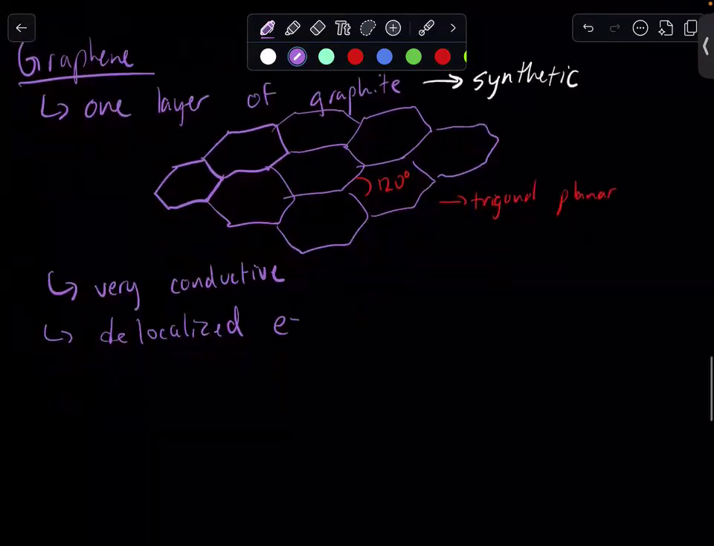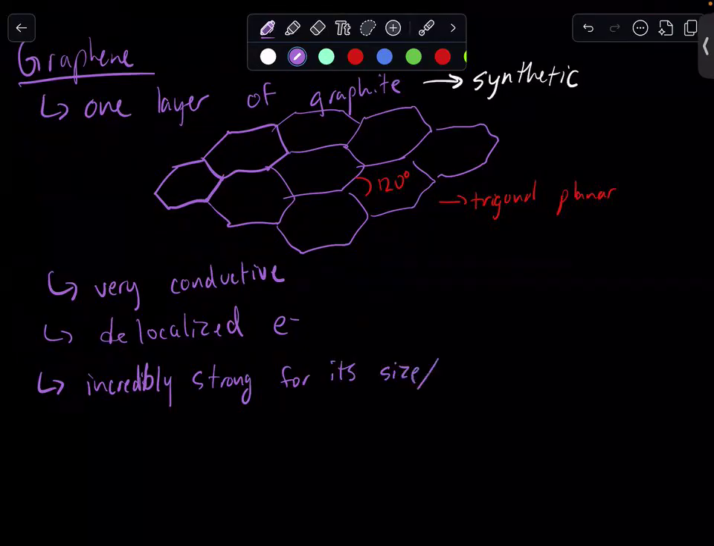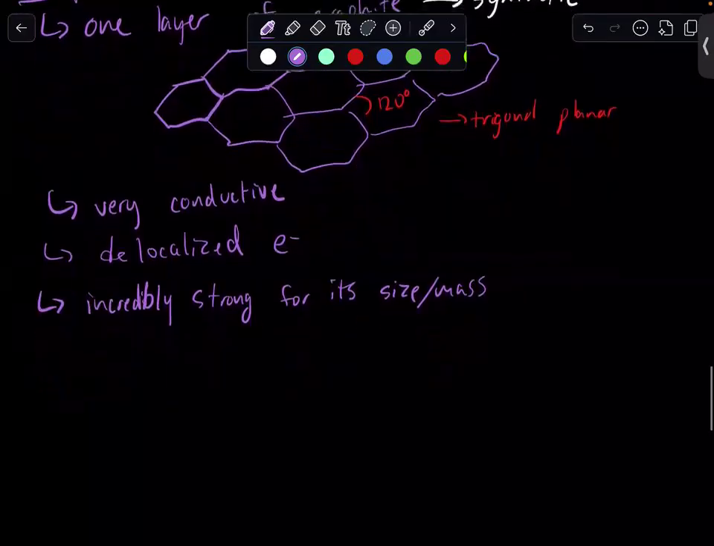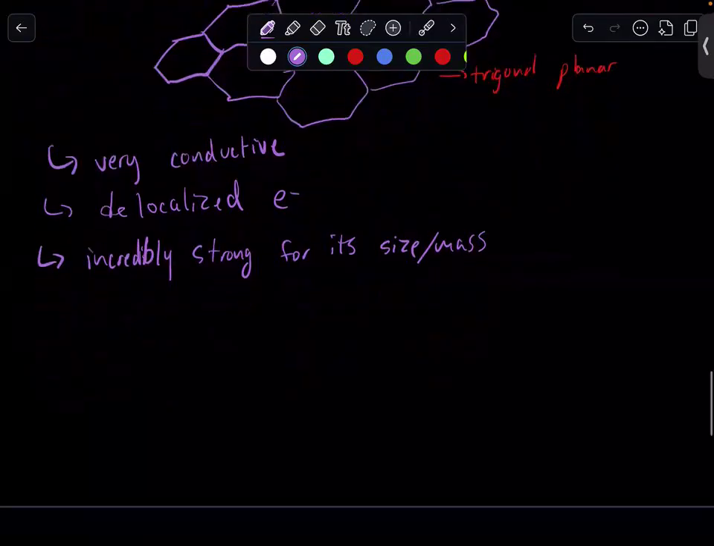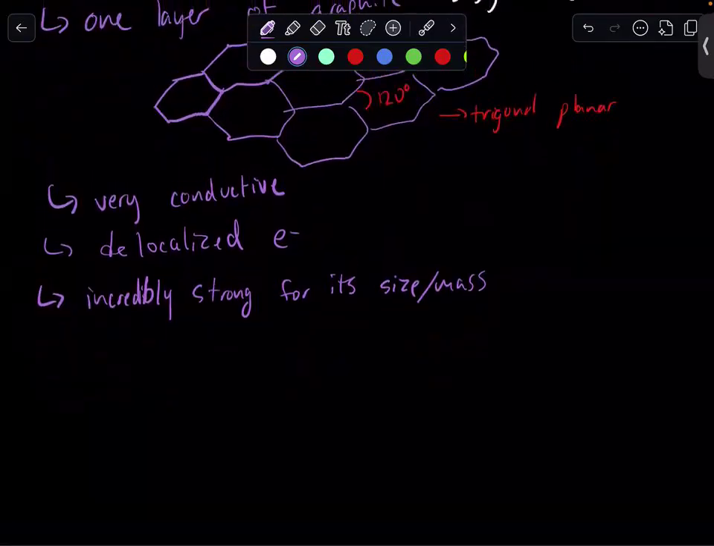But something about this too is that because we're only looking at one sheet, graphene is incredibly strong. Incredibly strong for its size slash mass. So it's even stronger than steel in these cases. If you were to take a sheet of steel the size of a sheet of graphene, the graphene would be about 100 times stronger. But with this property, we can then roll it into tubes.